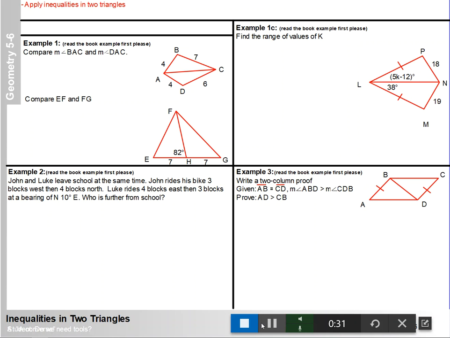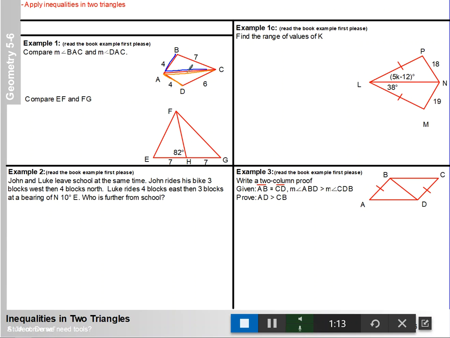All right, so we are going to compare the measurement of angle BAC and DAC. So BAC, well, that has a length of 7. So we're looking at this angle versus DAC. All right, well, we can see that AB and AB are congruent. And we know that line segment AC is congruent to itself, reflexive property.